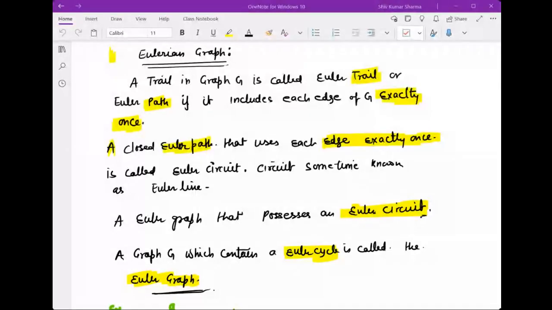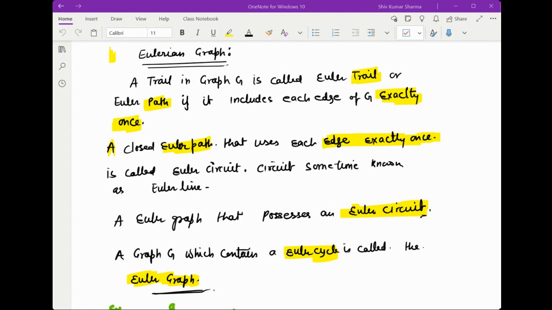Okay, so we are discussing Eulerian graph and Hamiltonian graph. For discussing Eulerian graph, we define an Euler trail. A trail in a graph G is called an Euler trail, or we can say an Euler path, if it includes each edge of G exactly once. So in an Eulerian graph, we visit each edge exactly once. We cannot visit any edge twice or thrice.